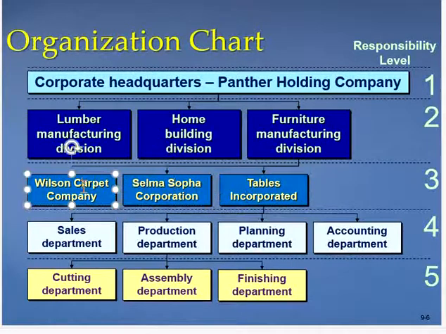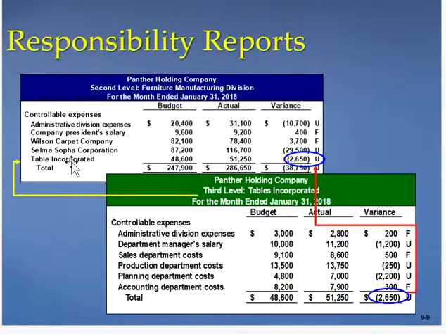Separately, now if you see here in this report which I have shown you, you see Table Incorporated, just one line item which says it is unfavorable. So let's say we are not looking at the others, just look at one only. This is Selma Sofa, this is another company. Let's look at one variance which is unfavorable. Now again, if it is not clear, we further break it down to this Table Incorporated.